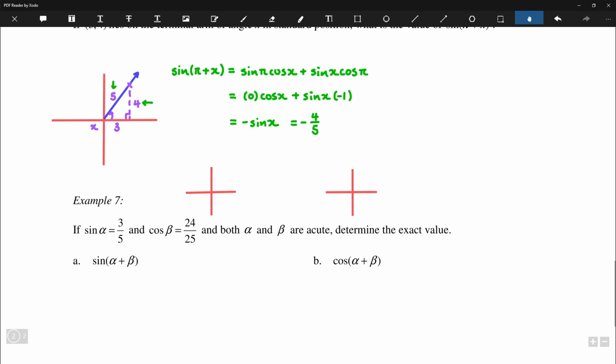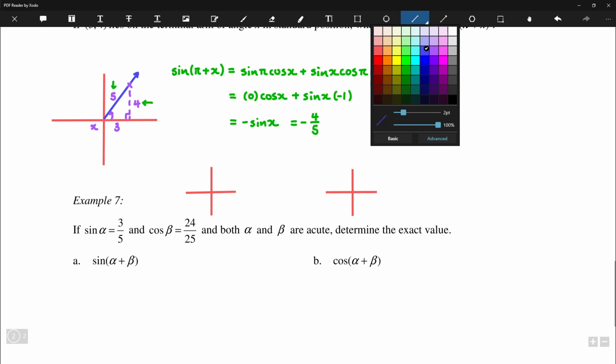Example 7. It says if sine alpha is equal to 3 over 5 and cosine beta is equal to 24 over 25 and both alpha and beta are acute, so they're in quadrant 1, determine the exact value. So before we expand this, in all likelihood, we're going to need the values of cosine alpha and sine beta in order to do this question. So I'm just going to go ahead and find them before proceeding here.